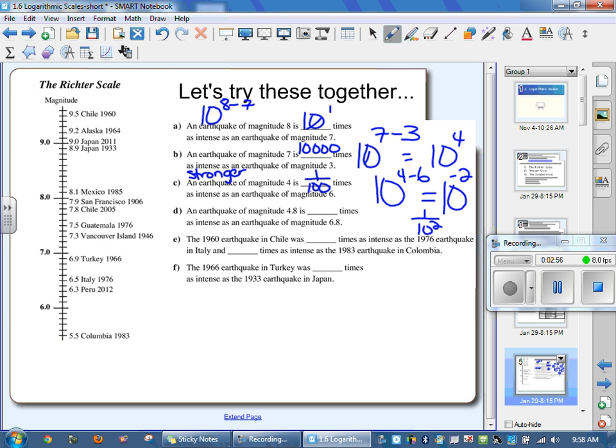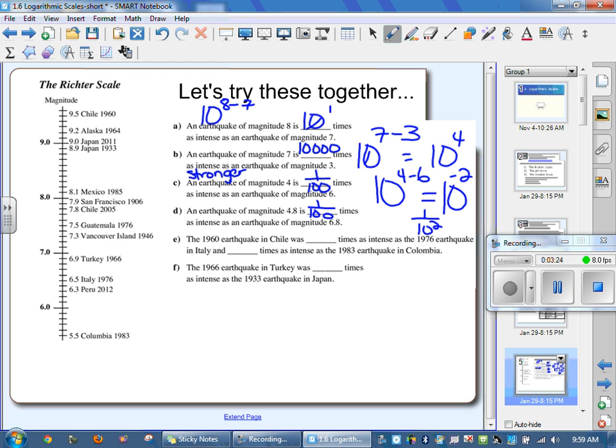Letter D. An earthquake of magnitude 4.8 is how much as intense as magnitude 6.8? Well, you're going to do the exact same thing as you did on C. You're going to go 4.8 subtract 6.8, and you'll get the exact same answer as C, 10 to the negative 2. Again, it's going to change to 1 over 10 squared, which is 1 over 100. 1/100th.